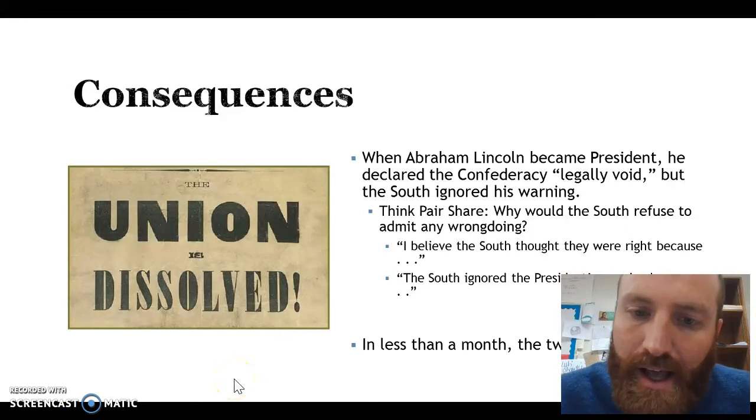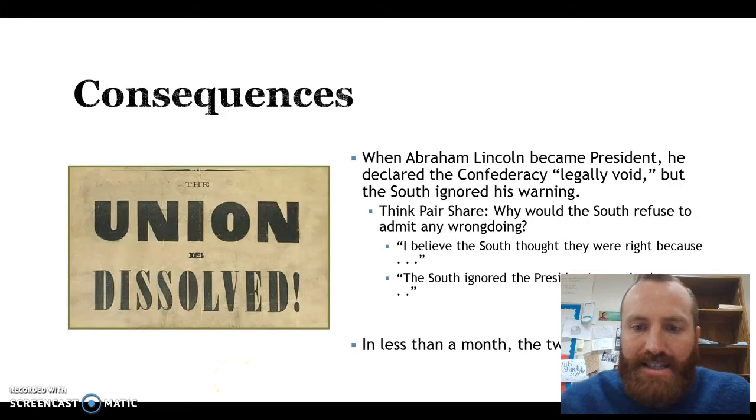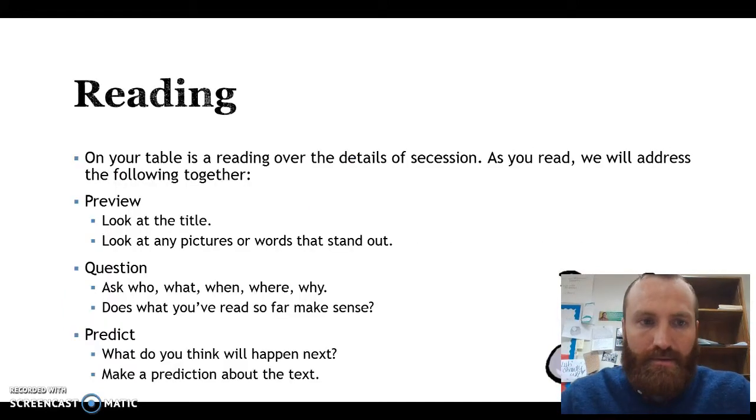Okay, very good. Like we were saying in class, the South refused to listen to the president, 1, because they knew that he didn't have their interests at heart, and 2, they were about to go to war with him. In less than a month, the 2 sides were at war.